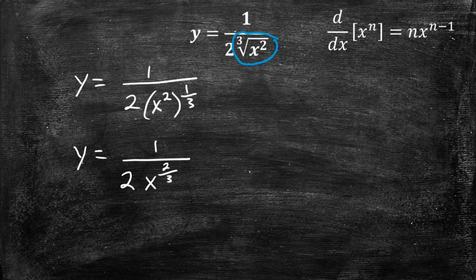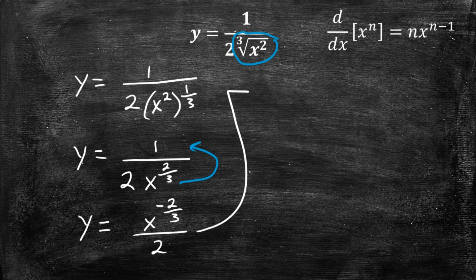Now what we want to do is bring this term, our variable, to the top. And when we do that, we'll get y is equal to x to the negative 2/3 over 2. Okay, so now let's go ahead and simplify this like we usually do. We're going to have d over dx is equal to our constant, which is 1/2. Leave a little space. X to the negative 2/3.